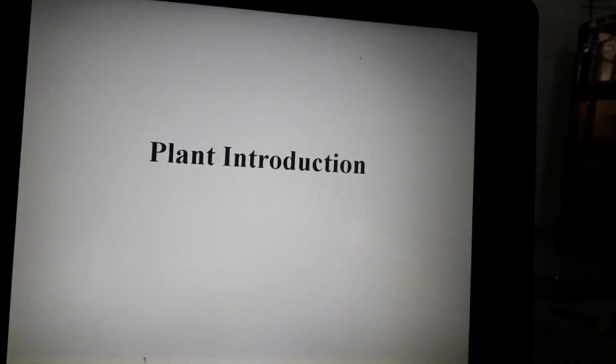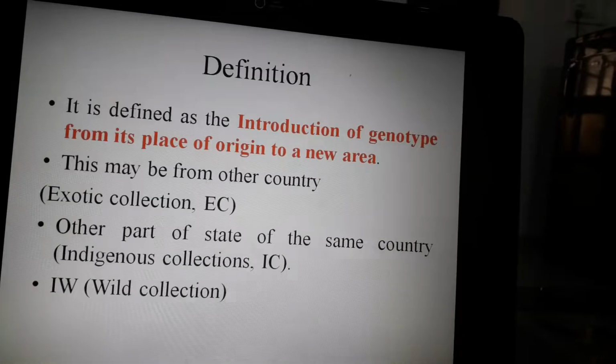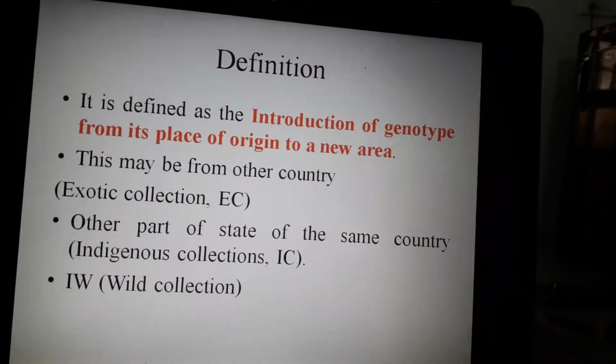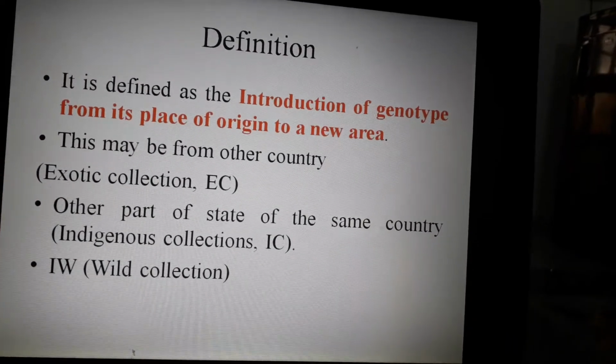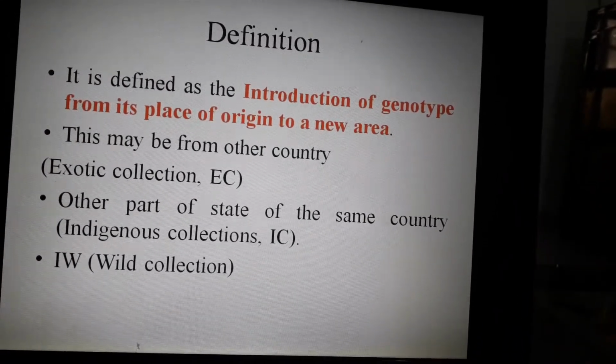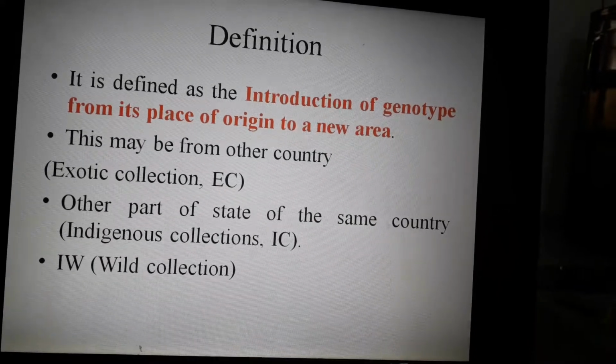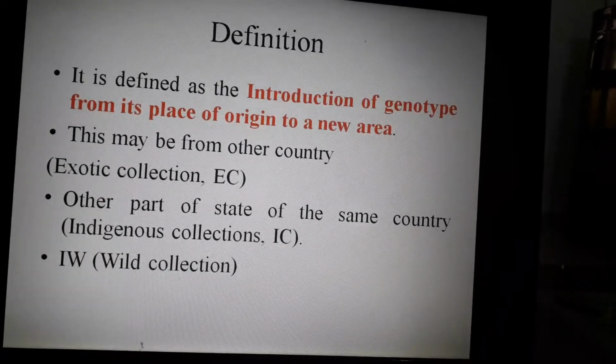Today we will study about plant introduction. Now, what is a plant introduction? Plant introduction is defined as the introduction of a genotype from its place of origin to a new area. It means introduction of new species.